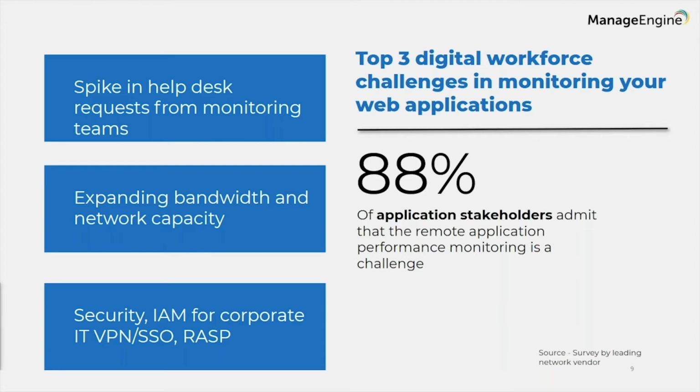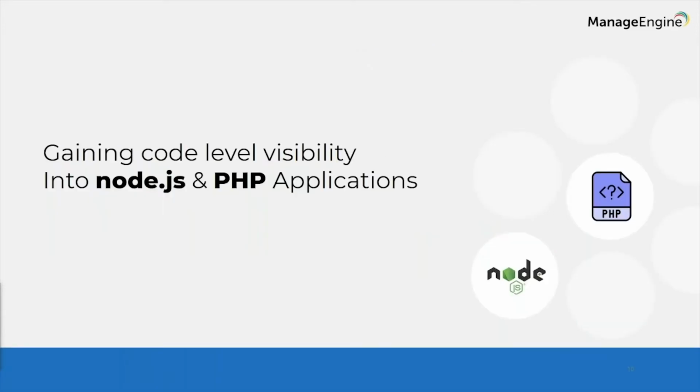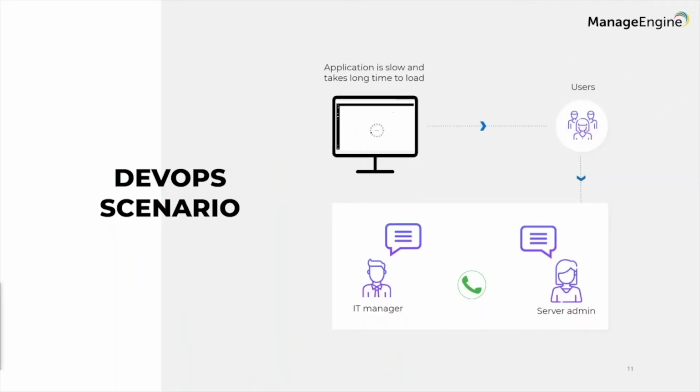So considering all these factors, let's see how APM Insight can help you solve these problems as a proposal for these challenges. Let's get into the technical topic for today, that is gaining code level visibility into Node.js and PHP applications. Before we get into the topic, let's take a more hands-on and practical approach to solving this.